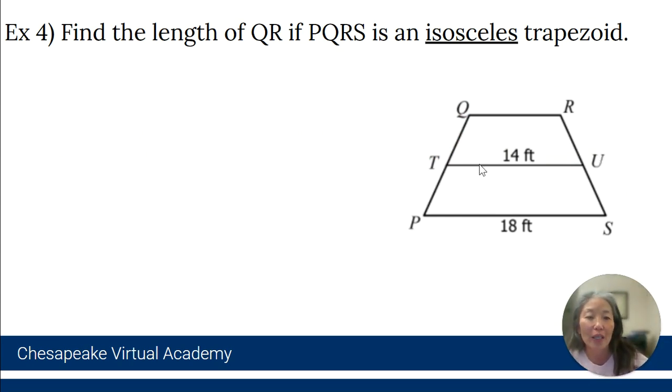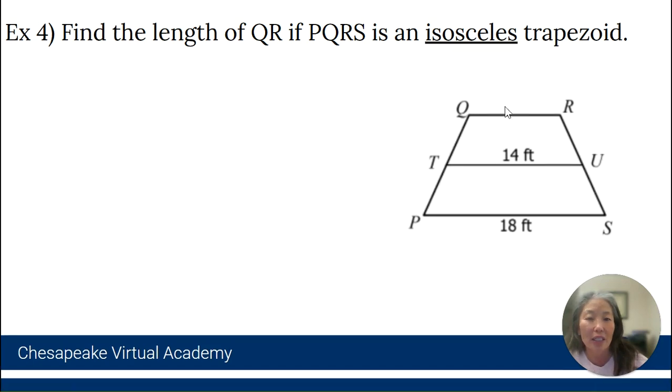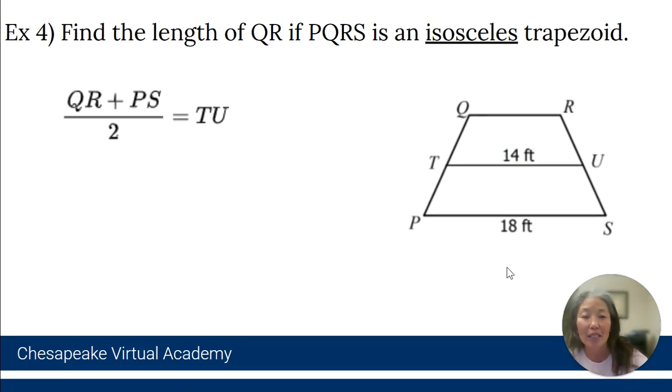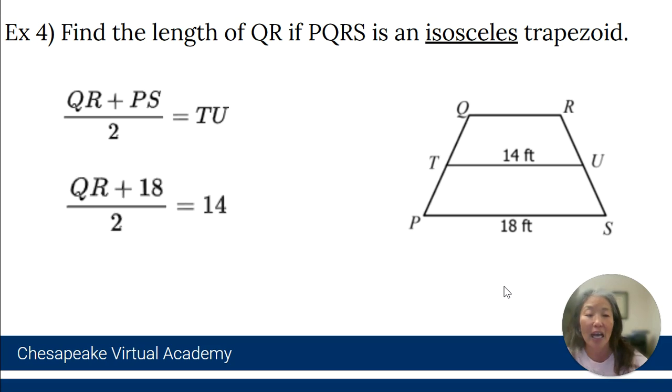Okay, the next example says find the length of QR if PQR is an isosceles trapezoid. QR is this one right here. We're trying to find this length right there. I know it's an isosceles trapezoid, so this is going to be my mid-segment. That's going to be the average of the top and bottom, the two bases that are parallel. So TU is equal to QR plus PS divided by 2. I'm going to fill in the values that I have. I have 18 for PS, divided by 2, is equal to the length of TU, which is 14. Merely cross multiply and solve for QR.